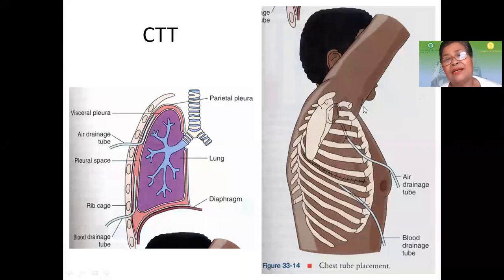Andito yung ating clavicle. This is the first rib. Second, this is the first intercostal space. Second intercostal space. Third intercostal space. So pagka air lang, saan ang insertion of the tube? Okay, so that is second or third intercostal space, mid-clavicular line.